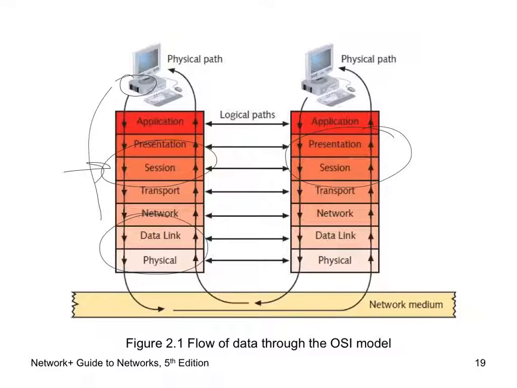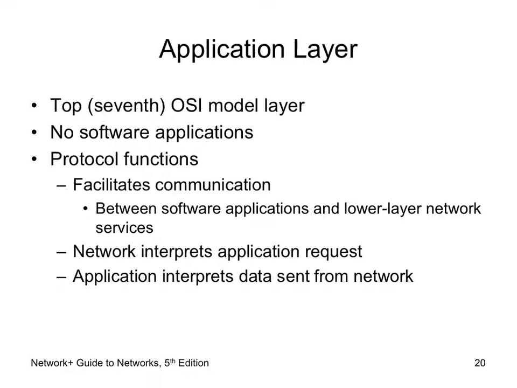And now we're going to talk individually about one of those areas. So application layer is a top layer, no software applications, but it does interact with software. Its protocol functions are facilitating between the software itself and the lower level network that's getting ready to be pushed into. The network interprets the application's request, and the application interprets the sent data from the network.